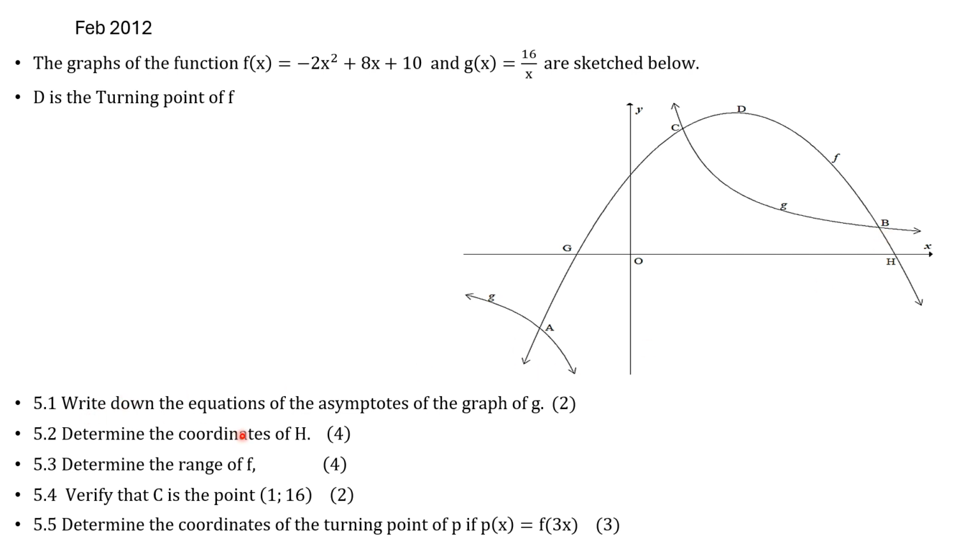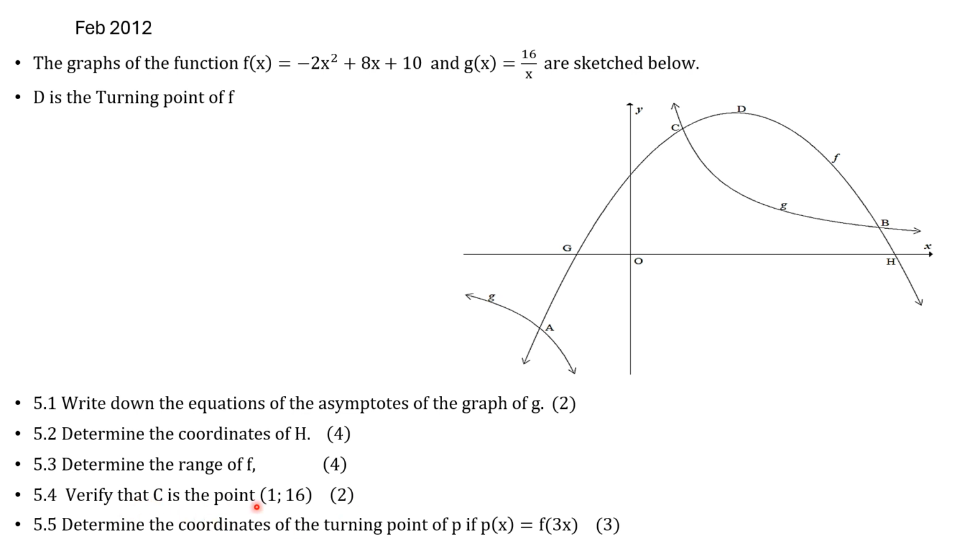Now 5.1, write down the equations of the asymptotes of the graph of g. An asymptote question must always be asked with a hyperbola. It's a compulsory question. Determine the coordinates of H for 4 marks. H and G are x-intercepts because they are on the x-axis. So you can make y equal to 0 and factorize. Determine the range of f for 4 marks. I can't get the range of f if I don't know the y value of the turning point, so you need to get the turning point to be able to answer the range.